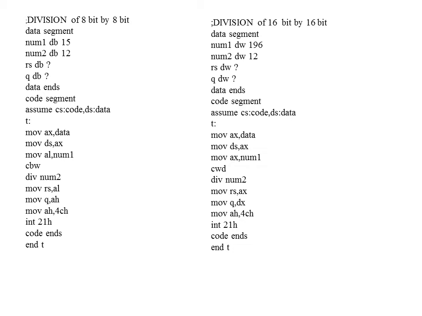That number should be stored in AL register. After that, we need to convert this 8-bit number in AL register to 16-bit number, which will be stored in AX register. AL register content will be converted into AX register content. How will it happen? It will happen by using CBW instruction. What is the full form of CBW instruction? CBW means convert byte to word.